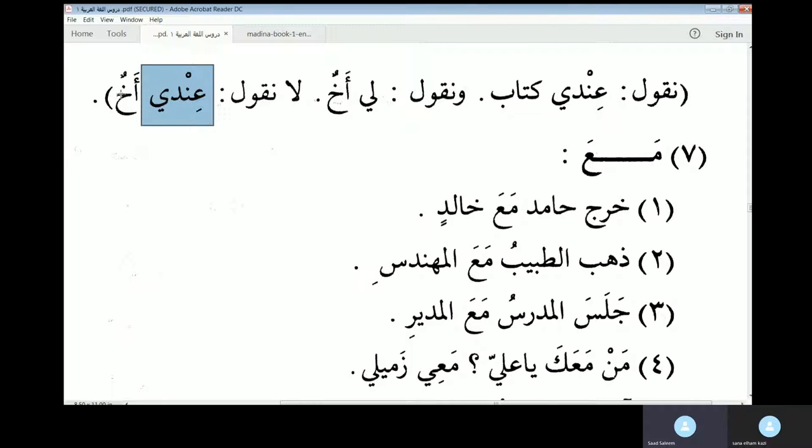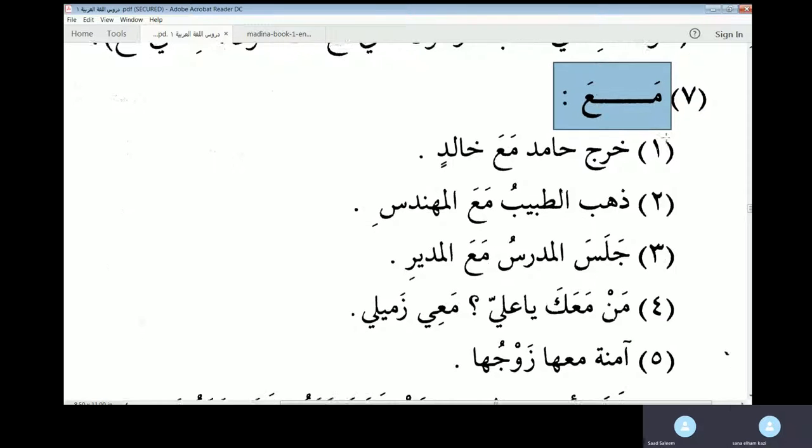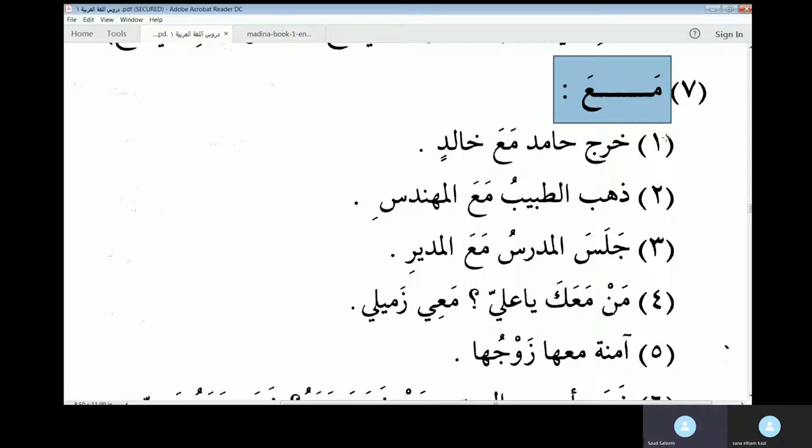We cannot use Indi with humans. We use Li with humans. Indi is for animals and material things, and Li for human beings. Okay. Ma means with.